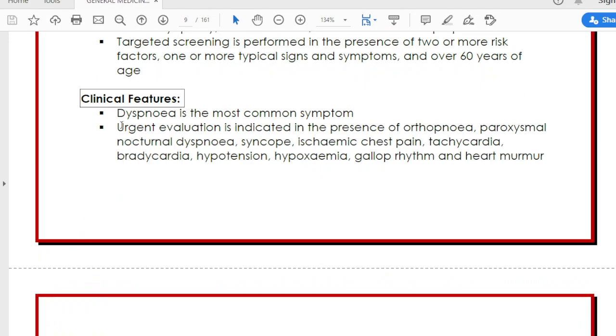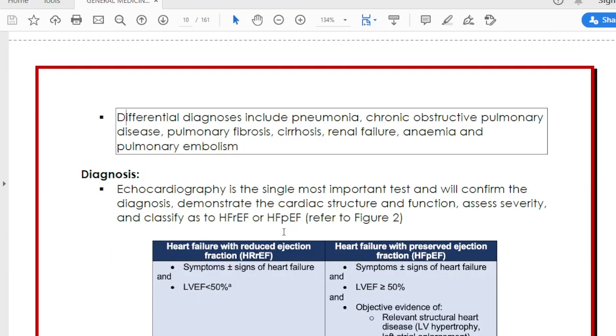Clinical features. Dyspnea is the most common symptom. Urgent evaluation is indicated in the presence of orthopnea, paroxysmal nocturnal dyspnea, syncope, ischemic chest pain, tachycardia, bradycardia, hypotension, hypoxemia, gallop rhythm, and heart murmur. Differential diagnoses include pneumonia, chronic obstructive pulmonary disease, pulmonary fibrosis, cirrhosis, renal failure, anemia, and pulmonary embolism.